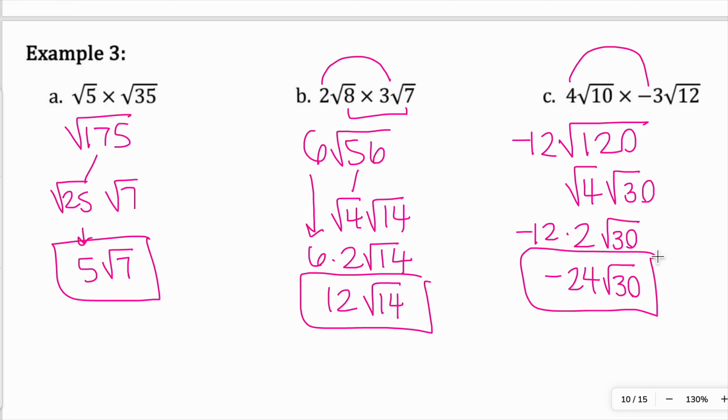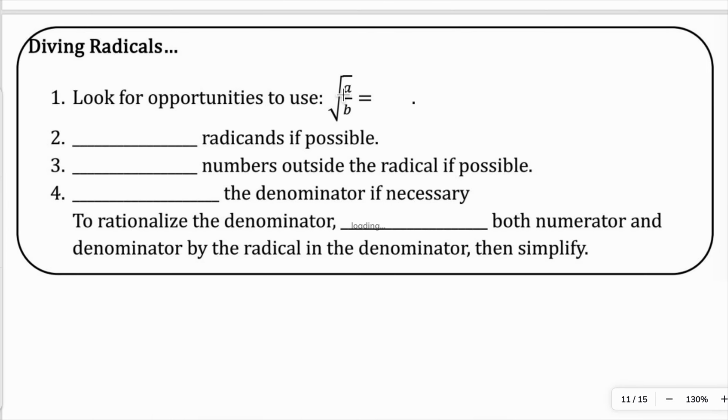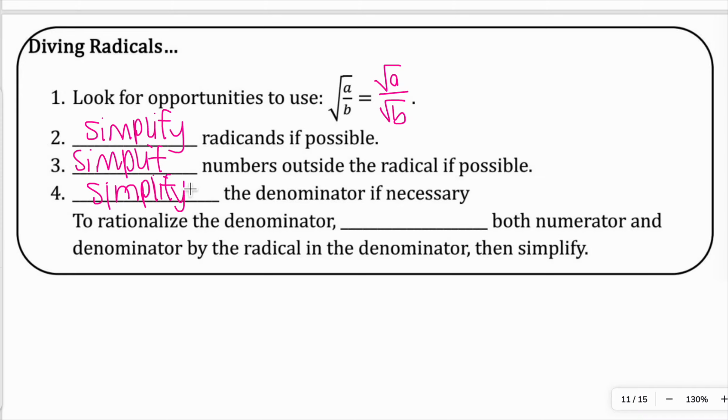Then last little bit here, dividing radicals. We're looking for opportunities to use, if the square root of a over b is together, then I can separate them and say the square root of a is over the square root of b. We want to be able to simplify radicands if possible, simplify the numbers outside the radical if possible, and simplify the denominator if necessary. To rationalize the denominator, we will do this a lot. Multiply both numerator and denominator by the radical in the denominator, and then simplify.